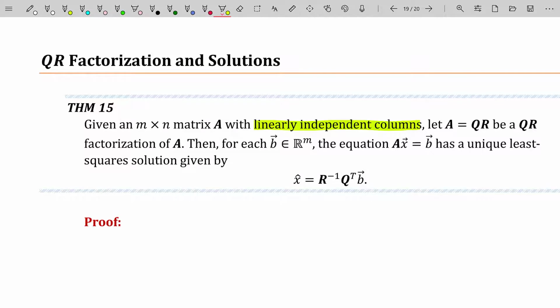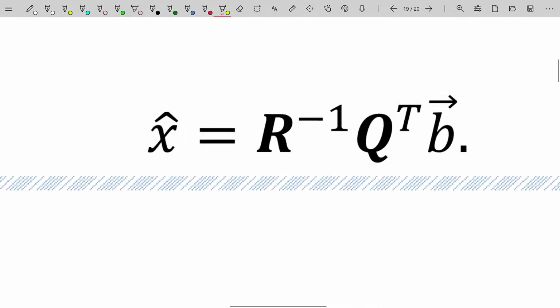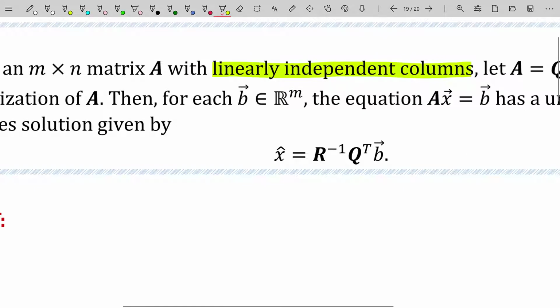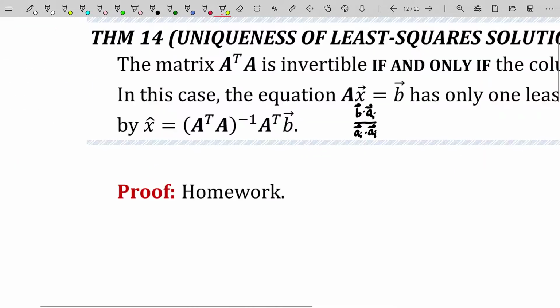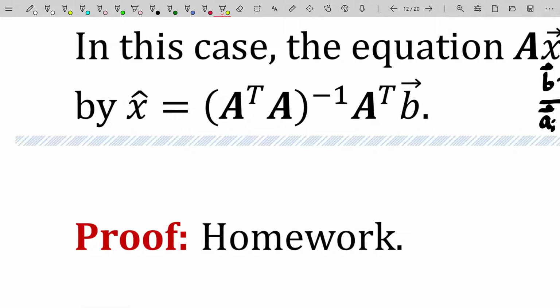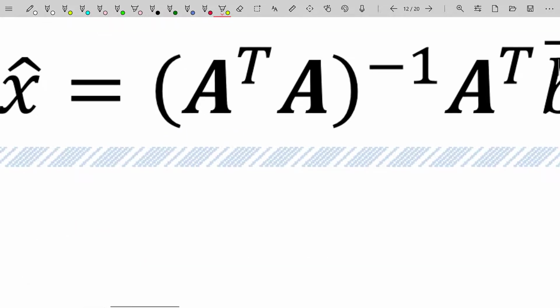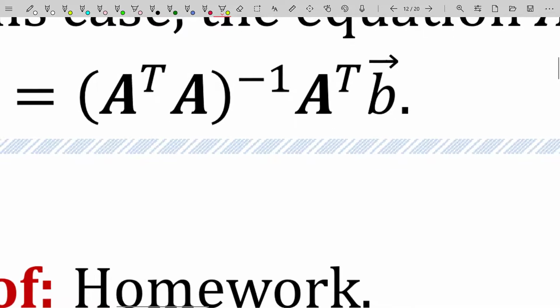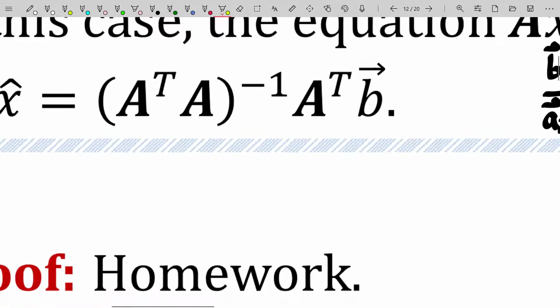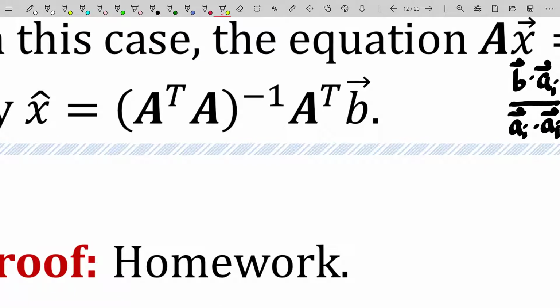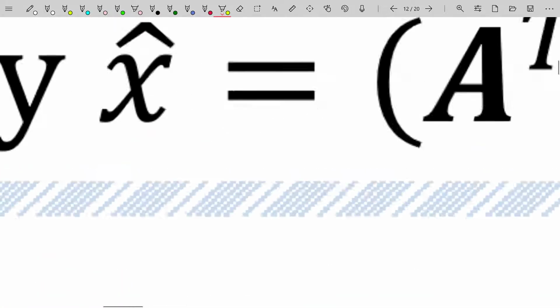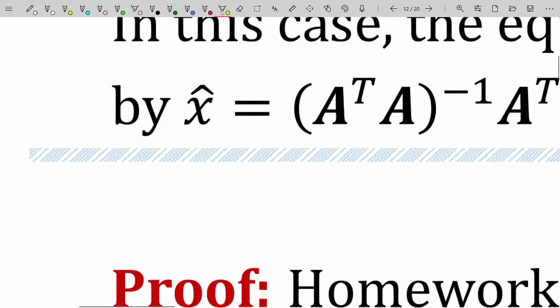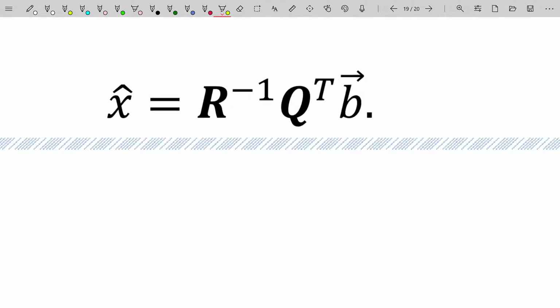However, what we didn't know was that that solution can be found by computing R inverse times Q transpose times B. Remember, given the same exact conditions that A has linearly independent columns, we had that the least squares solution, this is from last video, is equal to the inverse of A transpose A times A transpose B. However, if you already have the QR factorization, or maybe you just want to do the QR factorization, you can also find that unique least squares solution by using the following formula. Again, which is R inverse Q transpose B.